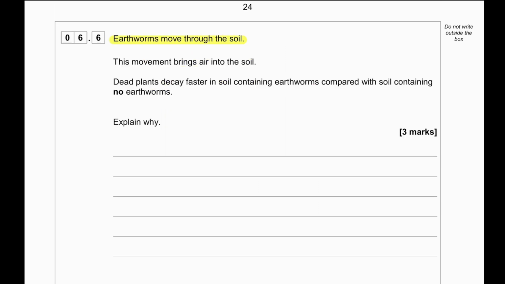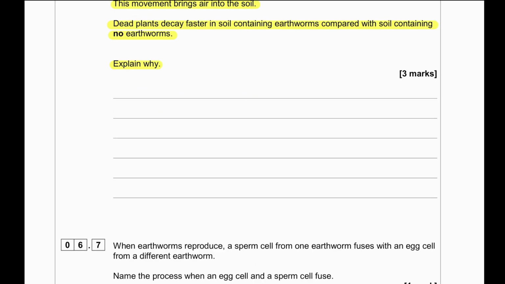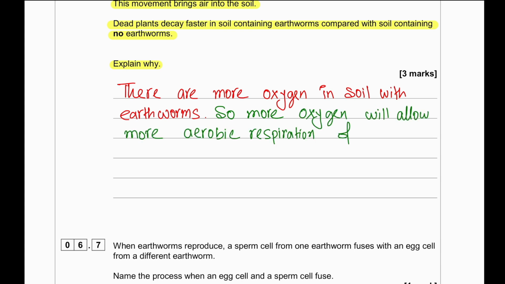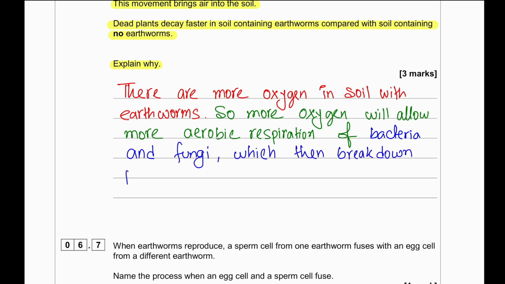Earthworms move through the soil. This movement brings air into the soil. Dead plants decay faster in soil containing earthworms compared with soil containing no earthworms. Explain why. When there is more oxygen in the soil due to the earthworms' presence, the bacteria living in that environment can do more aerobic respiration. Bacteria and fungi are mainly decomposers, so when they can do more aerobic respiration, they can decompose plant material faster.